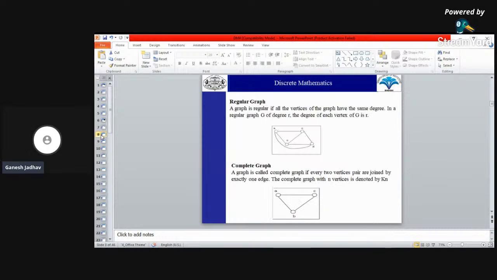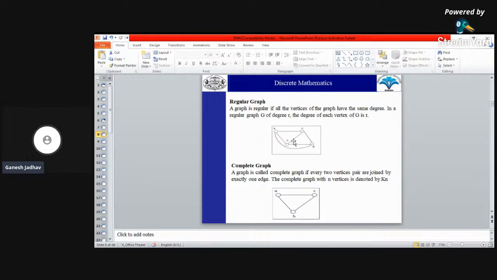Then another one is the regular graph. So what is a regular graph? A graph is regular if all the vertices of the graph have the same degree. In a regular graph G of degree r, the degree of each vertex of G is r, meaning the degree of all vertices is the same.